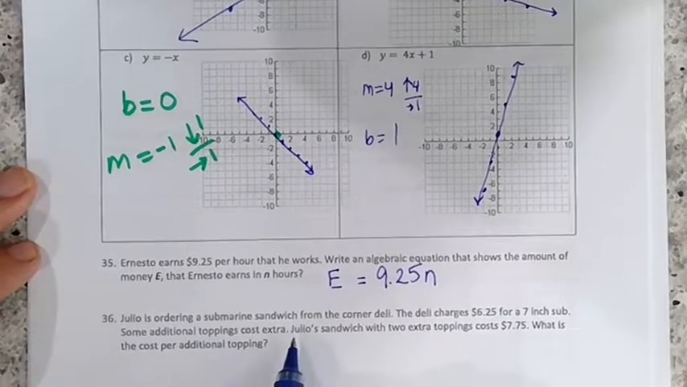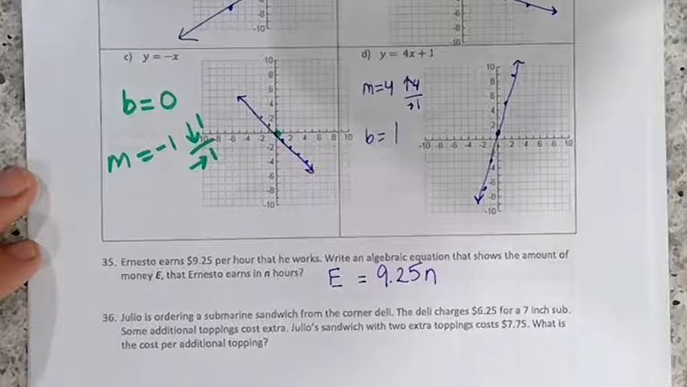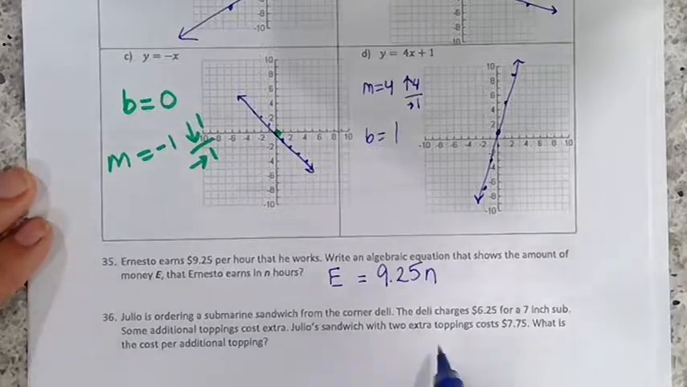Julio is ordering a submarine sandwich from the corner deli. The deli charges $6.25 for a 7-inch sub. Some additional toppings cost extra. And so Julio's sandwich with 2 extra toppings costs $7.75. What is the cost per additional topping? Did you guys do this one or think about it? Okay, let's read it again.